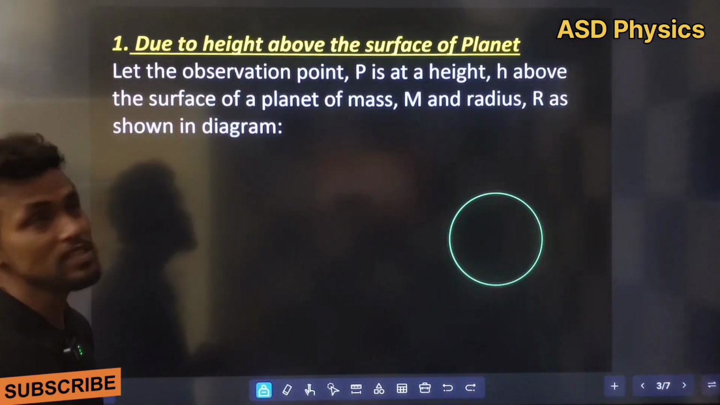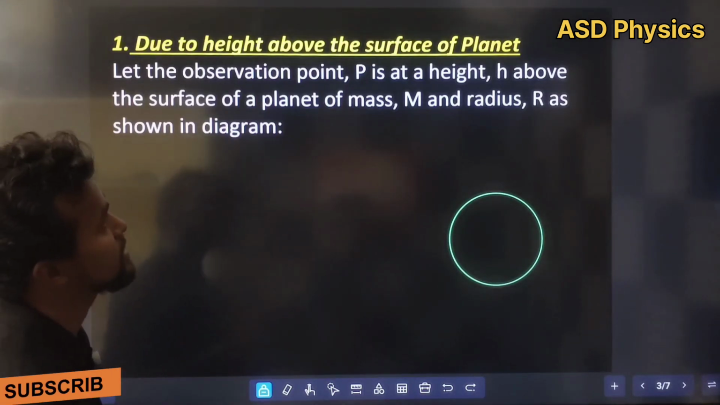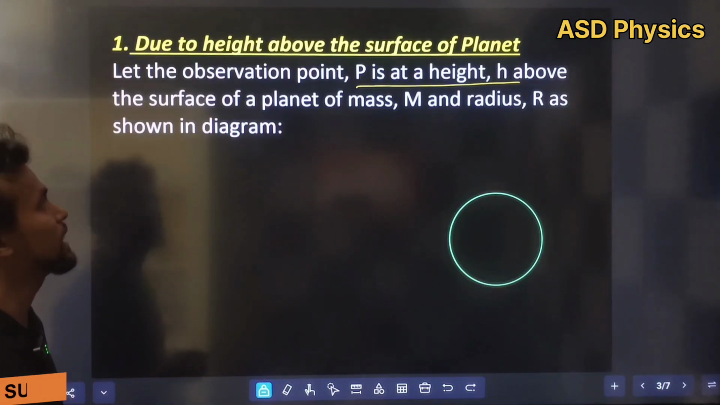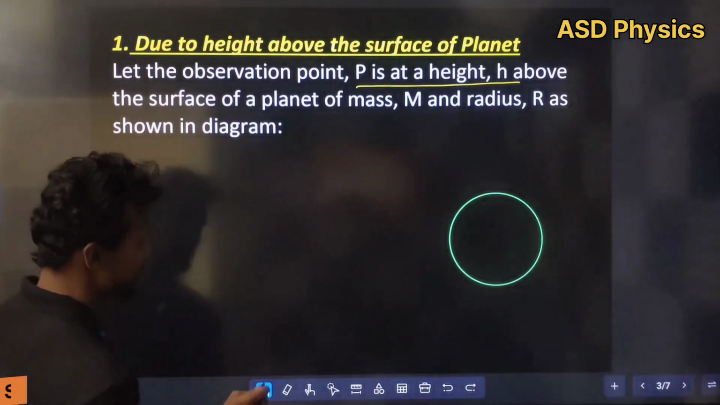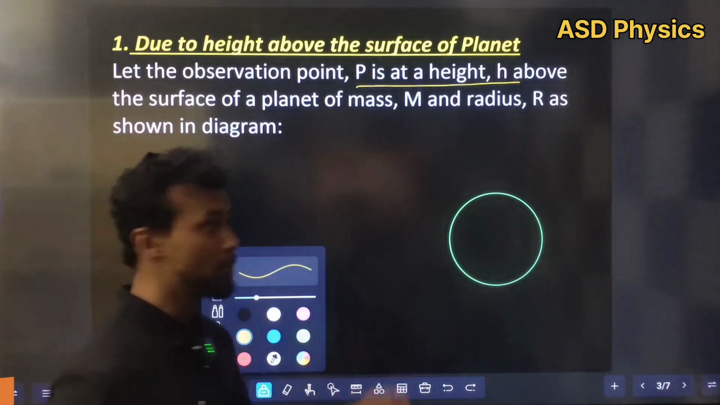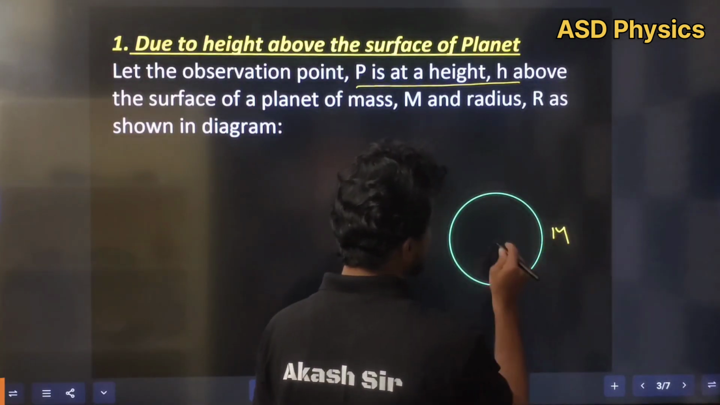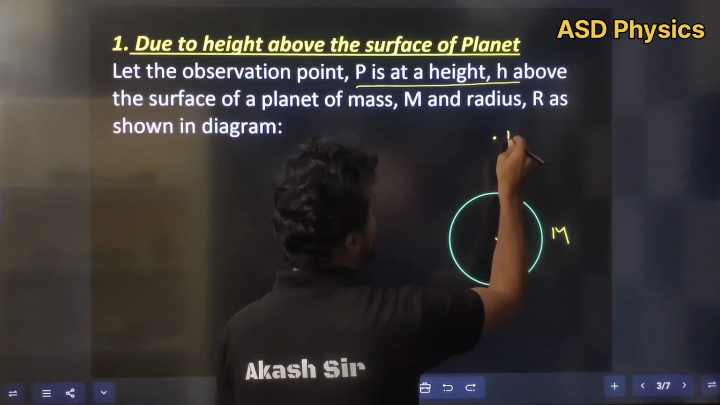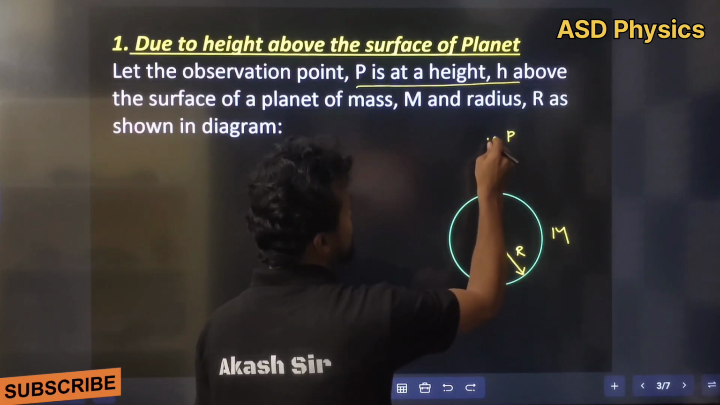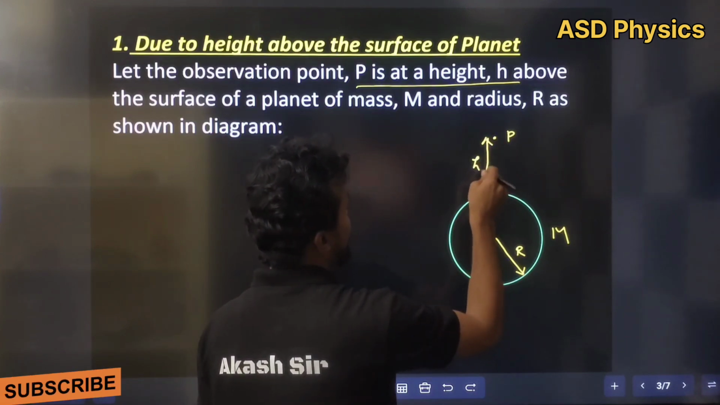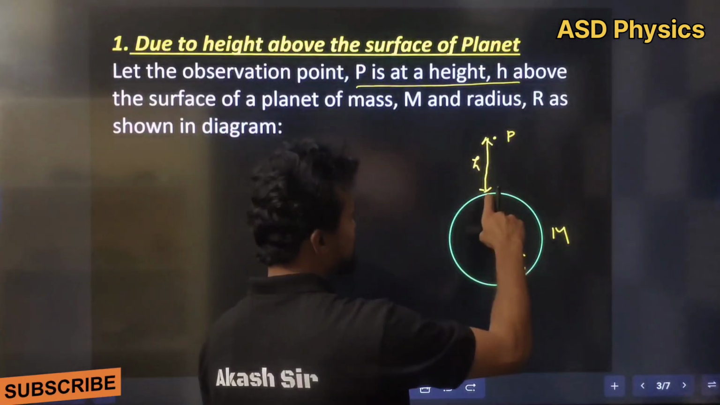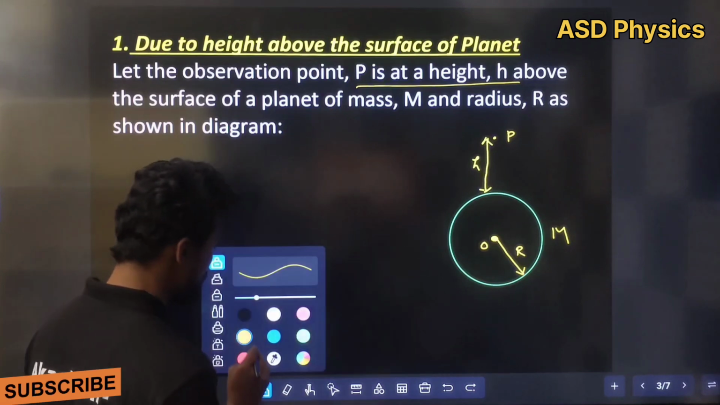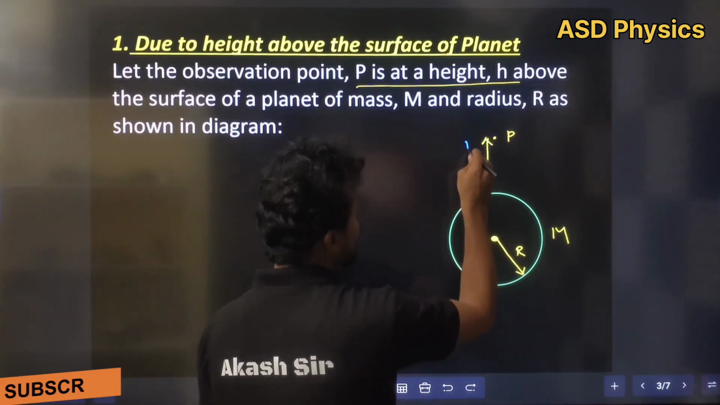What is this? Due to height above the surface of planet. So say here, let the observation point P be at a height h above the surface of a planet of mass capital M and radius R as shown in the diagram. Here I have just taken one spherical planet. See here, please, its mass is M, and its radius is R. And here I have taken one observation point P. This observation point is having height h. So you think, please, this is h, this is R, and this is the center. Center to the observation point is always given by small r here.